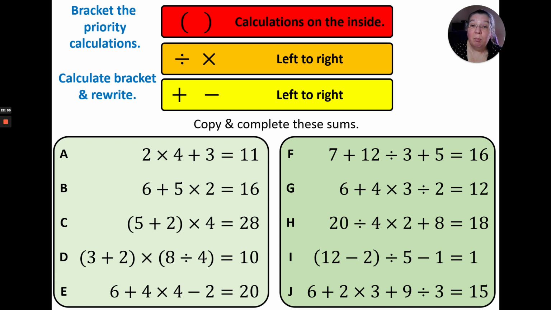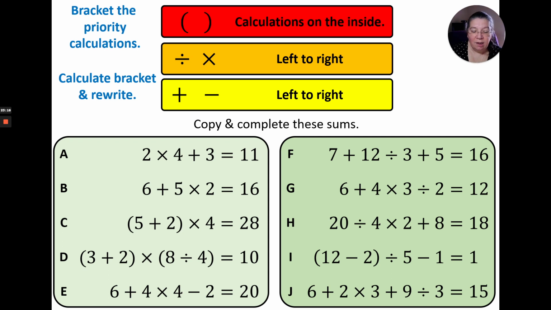Question I, we've got some brackets, so we must look at the brackets first. So 12 minus 2 is 10. Then we've got a division, so we do that next. 10 divided by 5 is 2. And then we can subtract the 1. 2 minus 1 is 1.